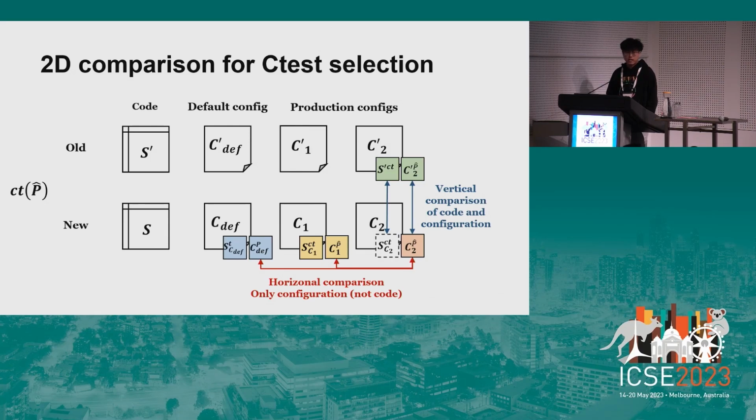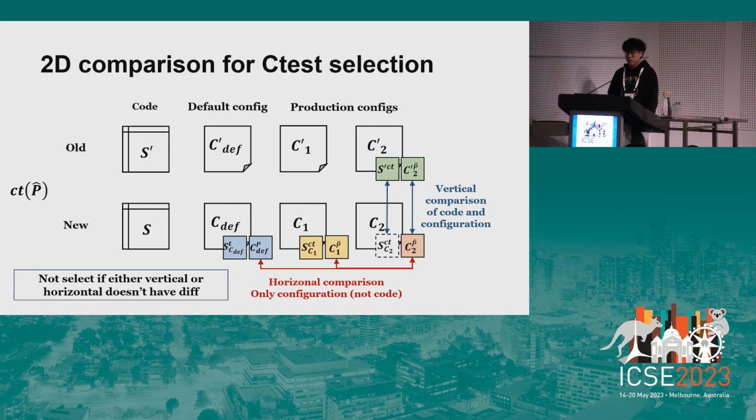We can do this selection because as long as a test checks the same code and configuration, in terms of the same dependency here, it only needs to be executed once. The final decision is made based on the two comparison results. If either dimensional comparison has no difference, then this test is not selected to rerun. Our evaluation later shows that two-dimensional comparison can reduce the number of tests selected by around twice compared with only one-dimensional comparison.